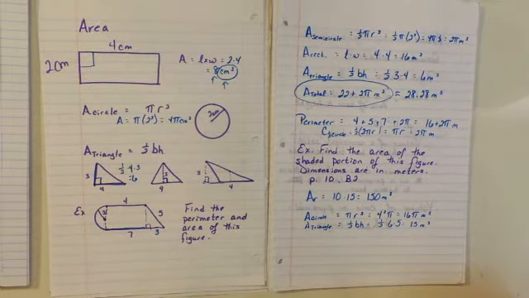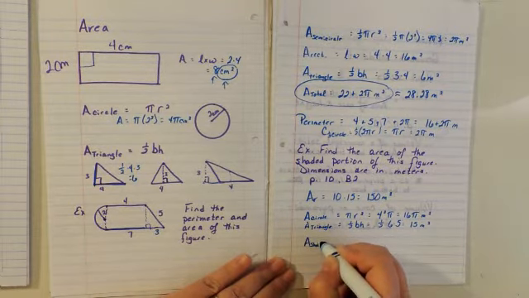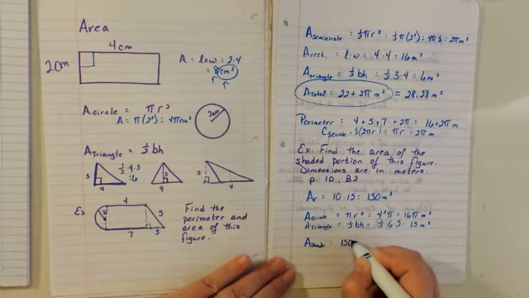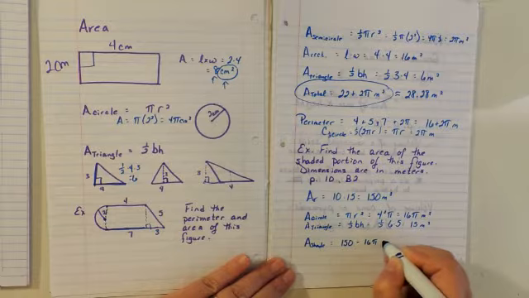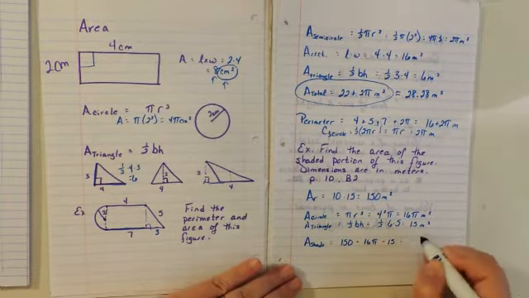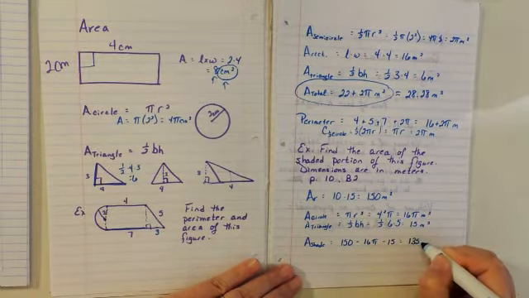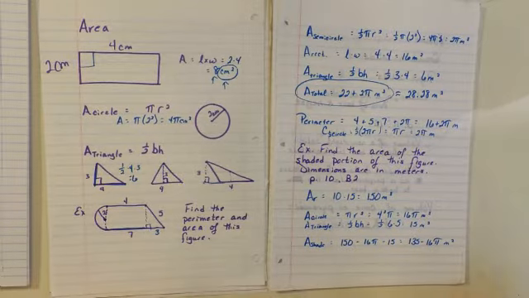Okay, so the area of the shaded region equals 150 minus 16 pi and minus 15. Okay, 150 minus 15 is 135 minus 16 pi meters squared. This is the exact answer.